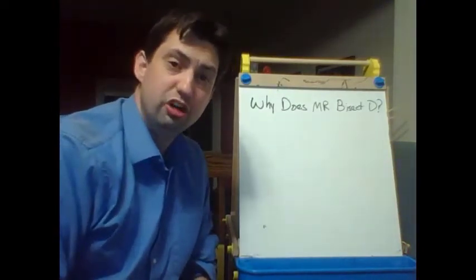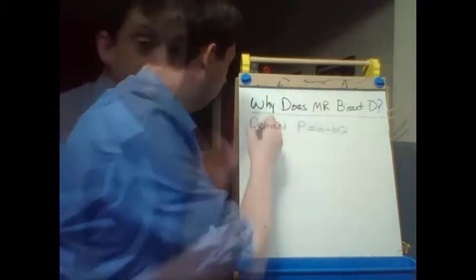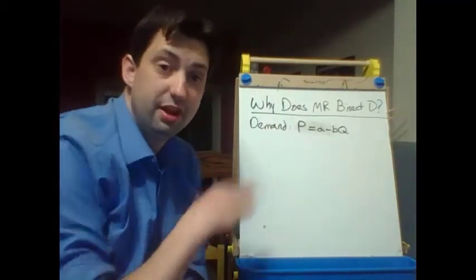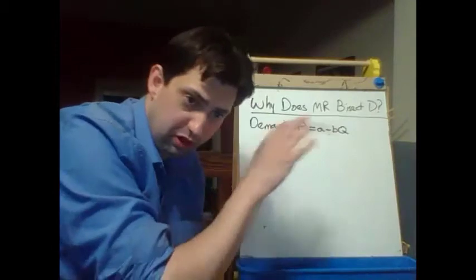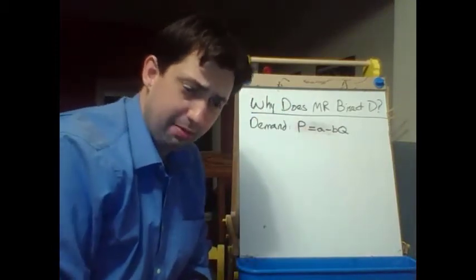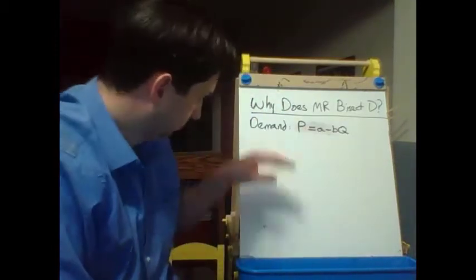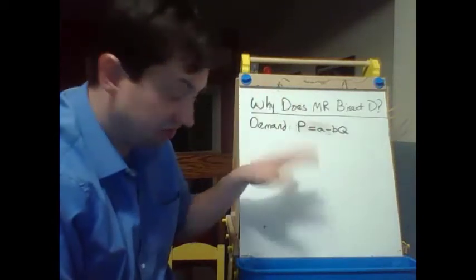Let's begin by writing a generic demand curve. P = A - BQ. Keep in mind this is just a straight line demand curve. We're not going to complicate it by making it nonlinear. The logic will be basically the same.